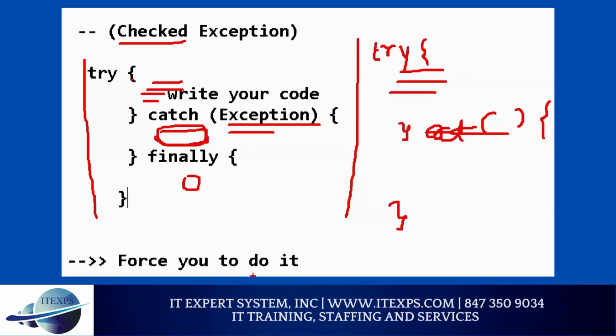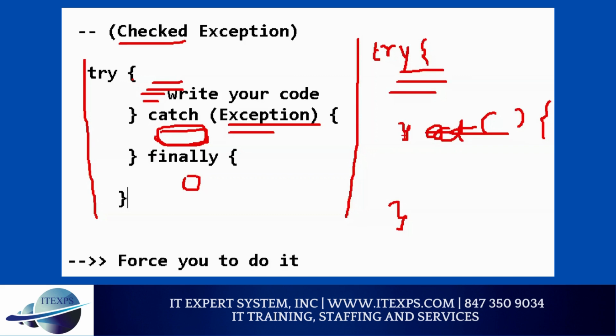So with one try, you can have one catch or many catch. For example, I'm doing a file operation, and I can have many problems: file not found, folder not found, or an IO problem like a hard drive crash. So how many errors can I have? Many, yes or no? So one try can have many catch. Speak with me: one try can have many catch.